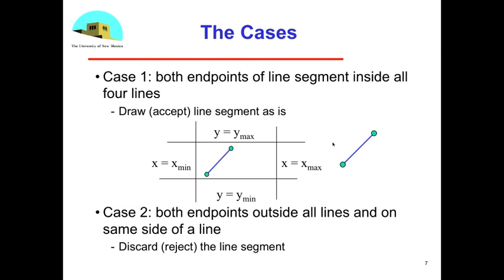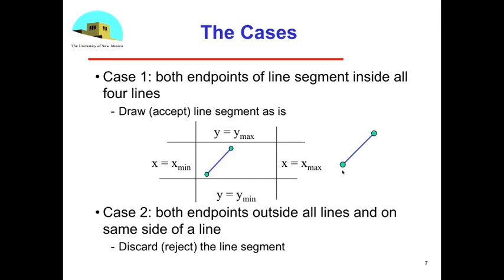If both endpoints are inside, then we know that line segment is inside. We don't have to do any arithmetic with it at all, and we can just send that line segment on to the rasterizer to be drawn. That's called acceptance in the literature of the clipping algorithms. Now the other easy case is this: if both endpoints are outside and on the same side of one of the 4 lines, then we know that line can be discarded, or we call that rejection in the clipping algorithm.